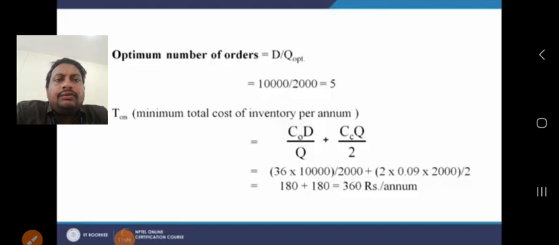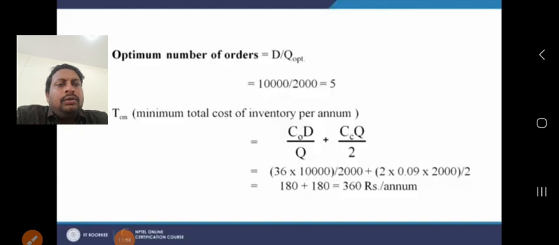Then we are going to find the minimum total cost of inventory per annum. The minimum total cost formula is ordering cost into annual demand divided by economic order quantity, plus carrying cost into the average order quantity, that is Q by 2.